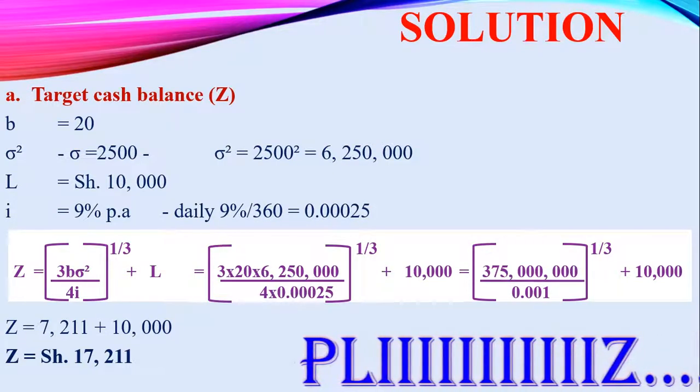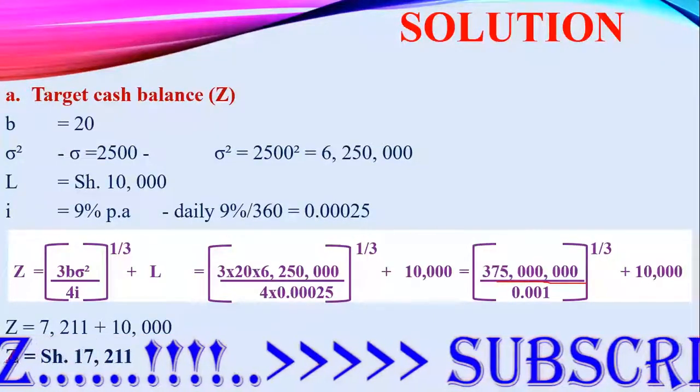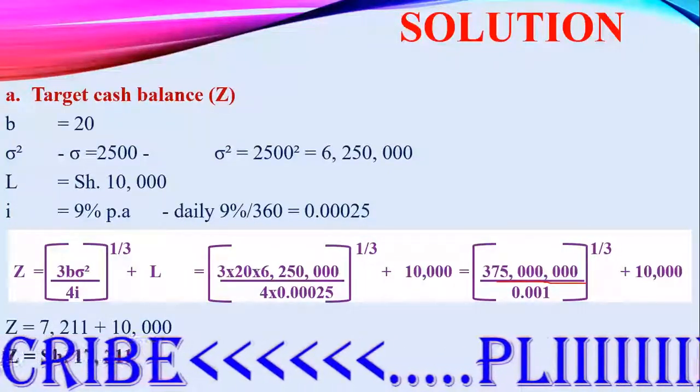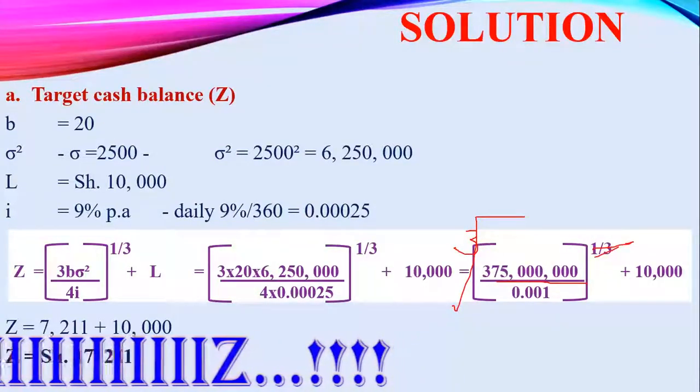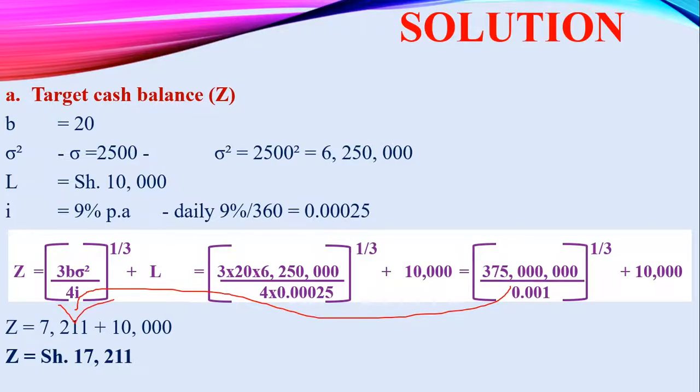So on working that out, you find that you're going to have 375 million divided by 0.001, everything to the power 1/3. We have said also you can do the cube root of this instead of putting the power, either way, whichever is simpler for you. Then you add 10,000. So this is going to give you 7,211. Of course, we have 10,000 here, so you add that to get the target cash balance, which is our Z, to be 17,211.